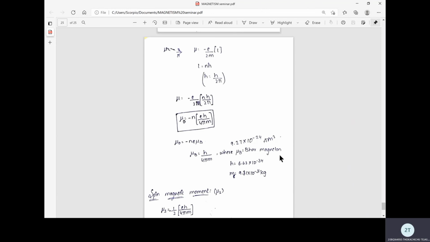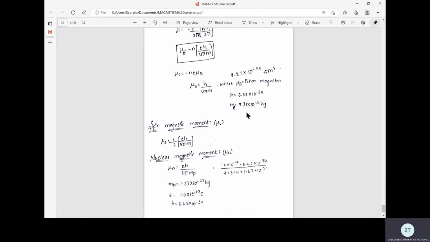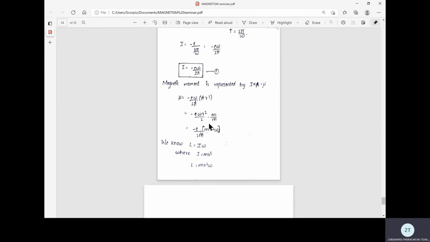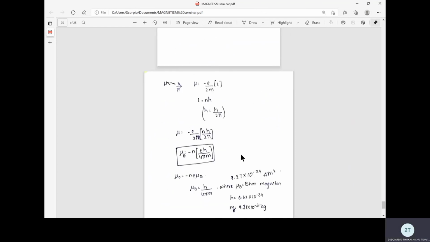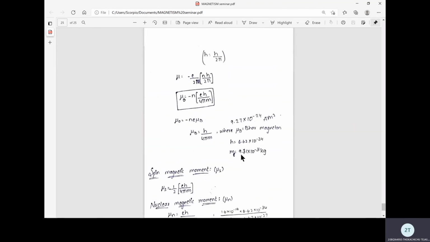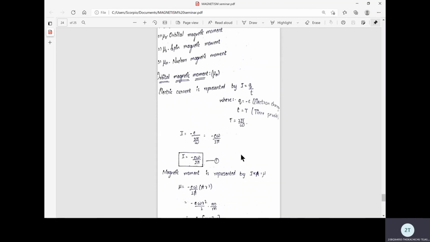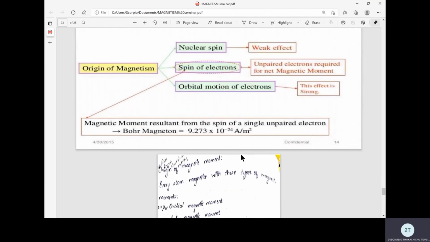24 ampere meter square. In a similar way, we can also obtain the equation for the spin magnetic moment, like how we did for the orbital magnetic moment. We can obtain mu s equals minus half into e h by 4 pi m, and for the nuclear magnetic moment it is e h by 4 pi mp. This will be the value for the nuclear magnetic moment, which is common for every nucleus. So these three are the major contributors, that is, the origins of the magnetic moment.